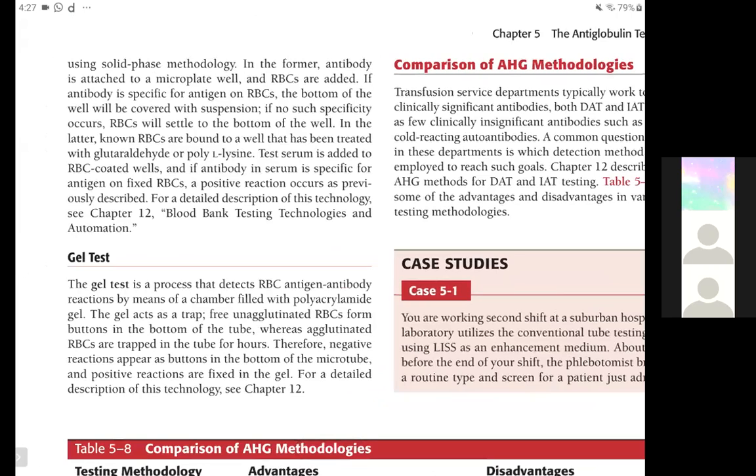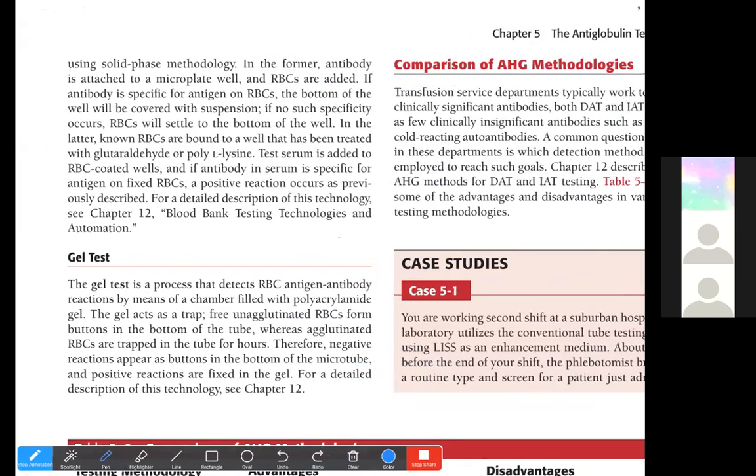In the former, that is in the direct phase, the antibody is attached to a microplate well, and the RBCs are then added. So in this case, we have the sensitized RBCs of the patient, which are added to the microplate well, which is coated with the antibody. This is for the DAT testing. Then, if the antibody is specific for antigen on the RBC, the bottom of the well will be covered with suspension. So then we will have agglutination at the bottom of the well.